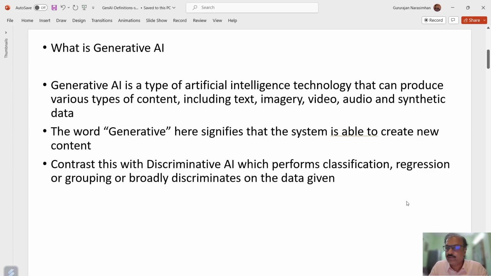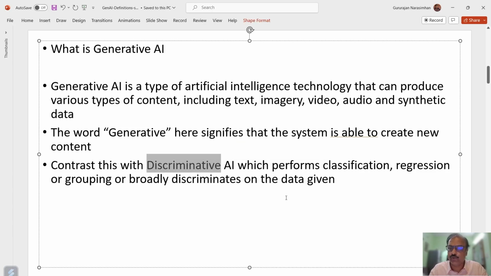Generative AI is a type of artificial intelligence technology which can produce different types of content: text, images, video, audio, or any type of synthetic data. So you can generate things from scratch, which is what generative AI is. You can contrast generative AI with discriminative AI, where you can do classification, regression, or grouping. Here, the word generative signifies that the system is able to create new content. So, generative AI is the technology that's being talked about so widely today.